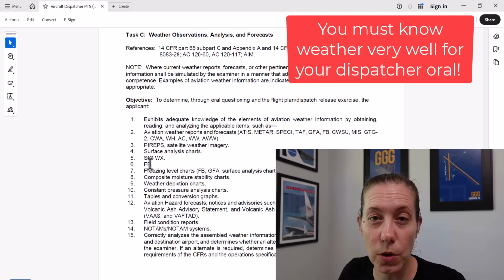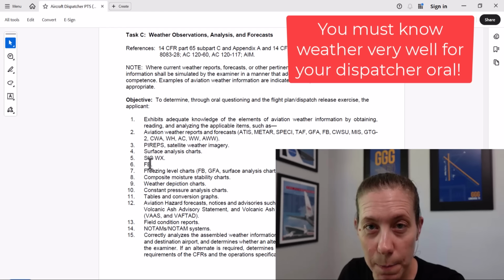As an aircraft dispatcher oral exam, you're going to have to know your weather, and that is going to be really evident if you don't know your stuff on this part of the oral.